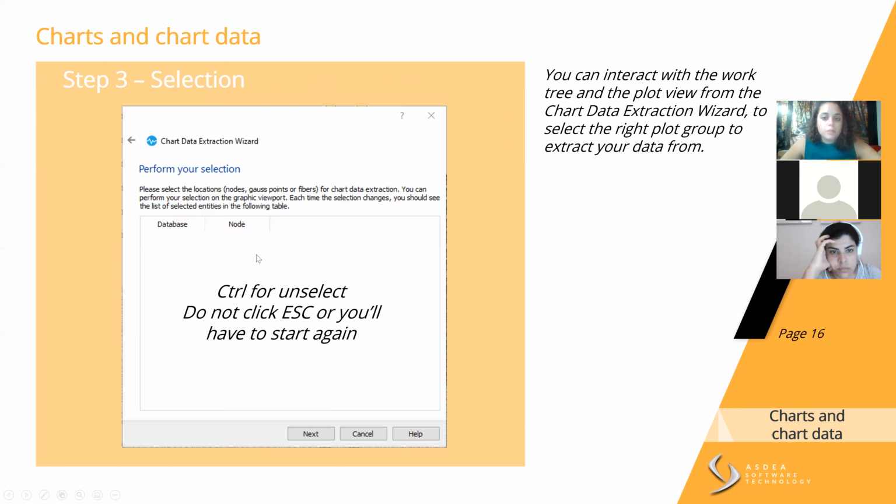And then as a third step, you have to select in the render view what you want to extract the result from. What's tricky about this is that if you click ESC, you will lose your wizard. So just use Control to unselect something if you selected something by accident. And you can interact with all the render view when you're doing this. So you can show and hide things. You can use the selection tab to hide and show some of the things like nodes, or also the editor to hide nodes or select or visualize nodes.